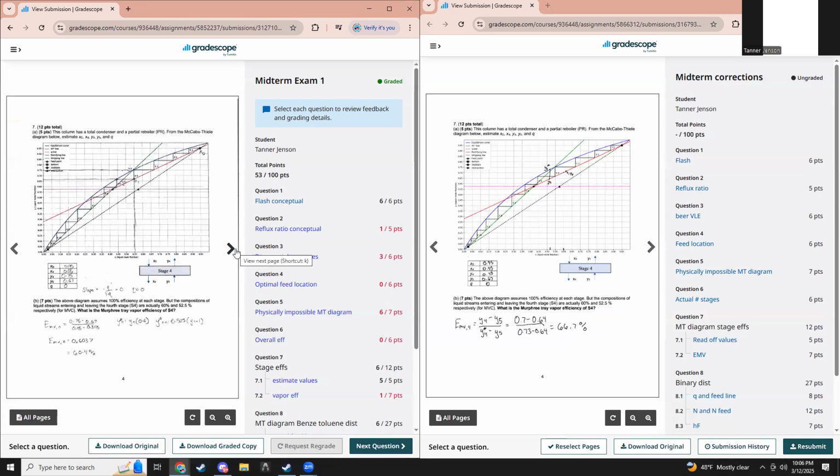And then for question seven, originally I had all my calculations correct. And then for the second part, I originally didn't understand how to find the new points for the Murphy tray vapor efficiency with the 60% and the 52.5% compositions of the liquid streams entering and leaving the fourth stage. So I readjusted and I plotted my points on the graph, and I got my new Y4, my Y4 star, and my Y5, plugged them into the equation that I had in the exam originally, the Murphy vapor tray efficiency equation, and I got an answer of 66.7%.